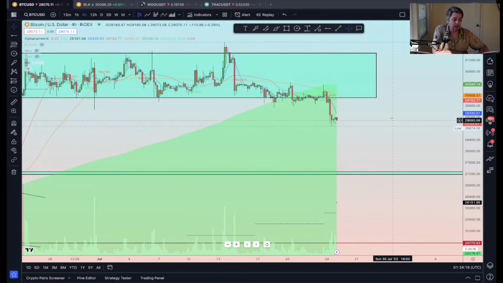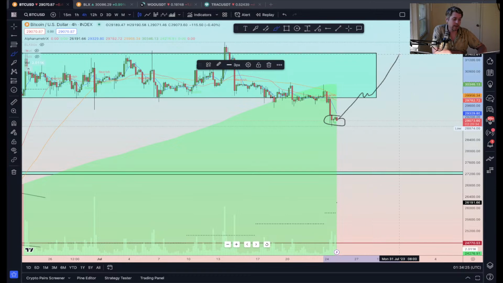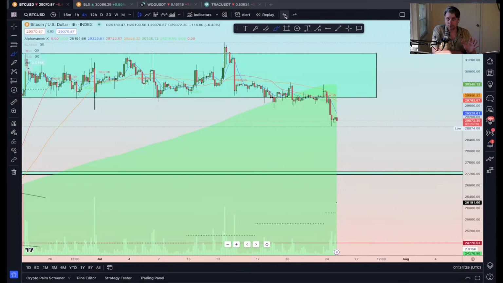But do keep in mind that alphanumerics is flashing a buy signal right here. So this could be the bottom. We could trade back in and head up to higher levels. So overall, no matter which way I look at it, until we are below 26.2, I'm going to remain bullish on this one.